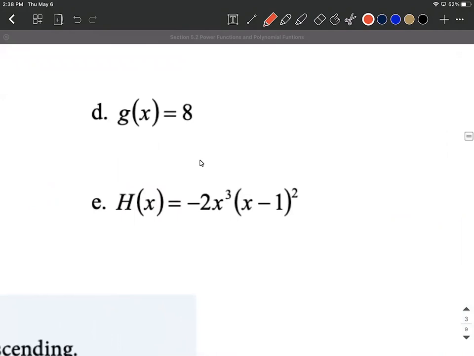Now, two more that are a little bit trickier. G of x just equals a constant function. In this case, it's just a constant function. It actually gets a yes as far as is it a polynomial or not. Let me see if I can show you why. We would all agree that 8 is equivalent to 8 multiplied by 1.